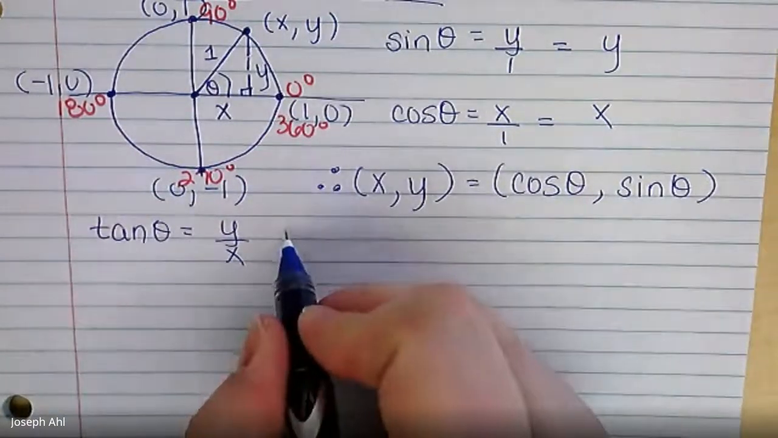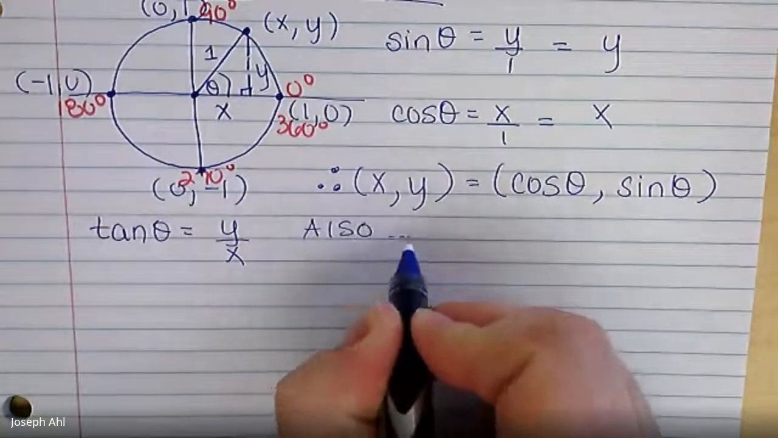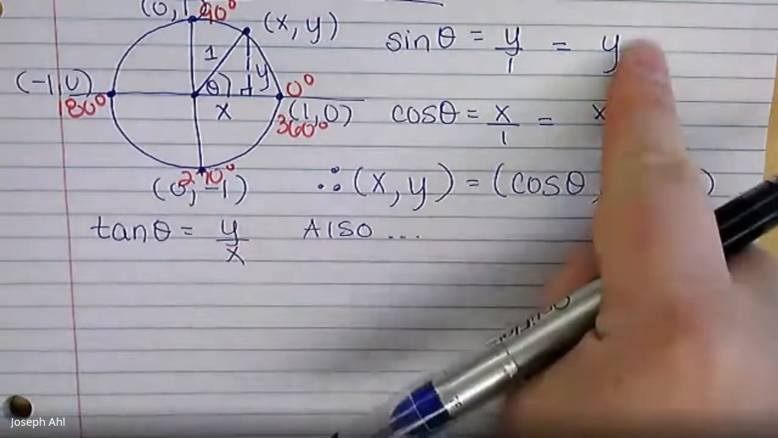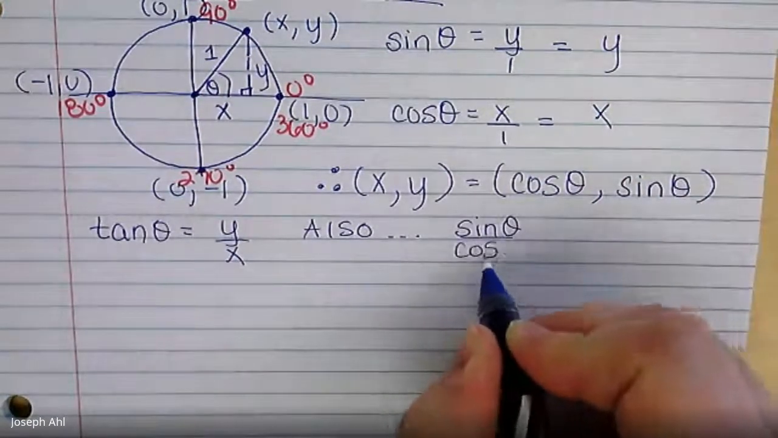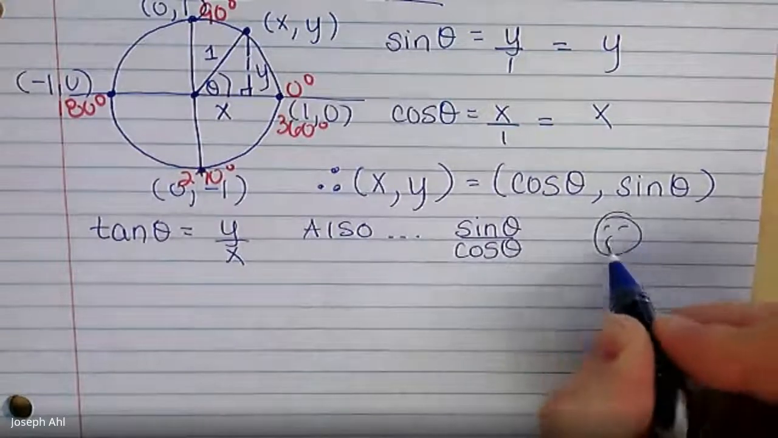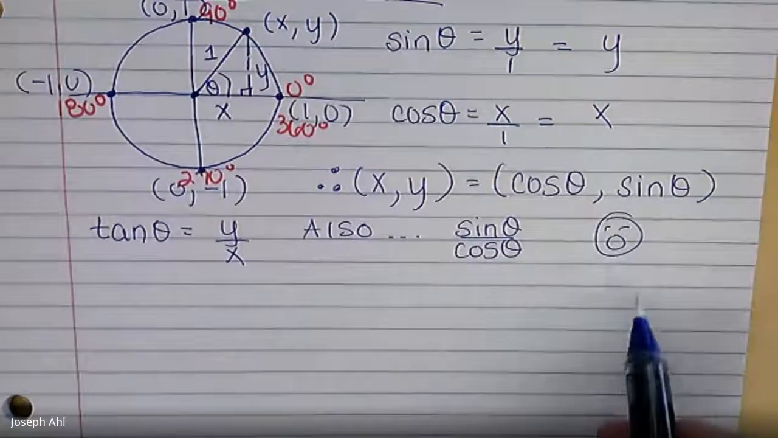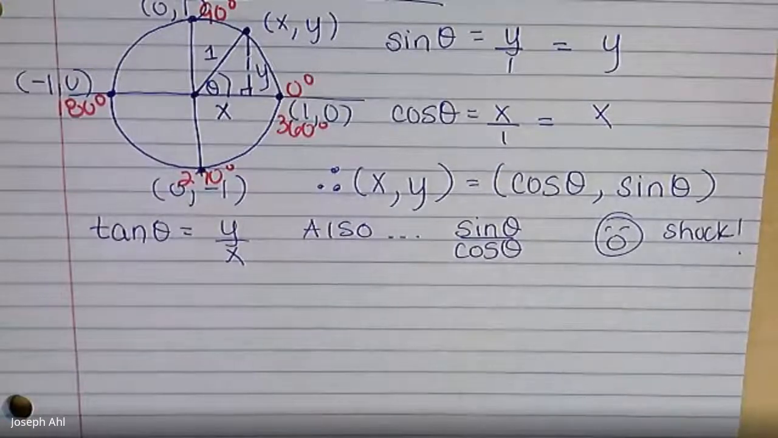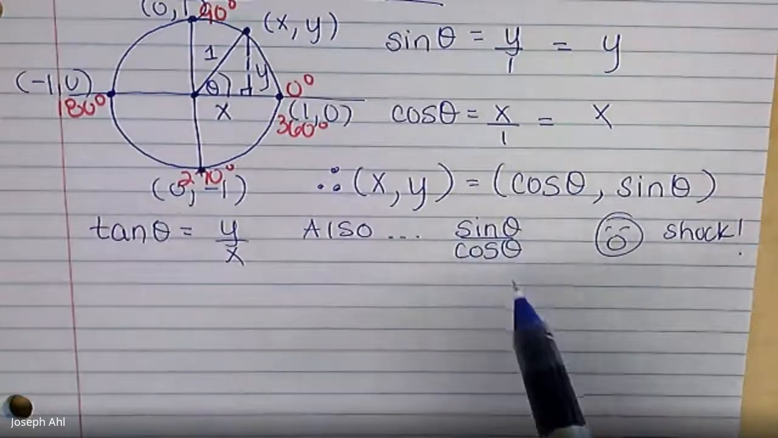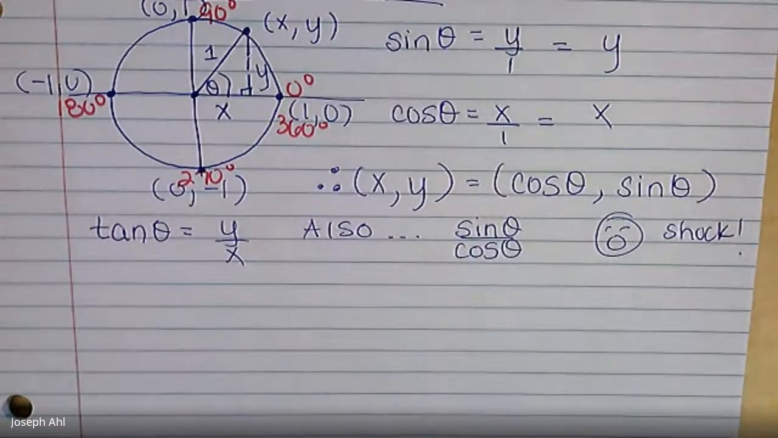Also, by the way, if tan is y over x, isn't that the same thing as sine theta over cosine theta? Whoa, we're shocked by that. That's my shocked face. That's a pretty big idea that we just developed. Tangent is sine over cosine. It's that ratio each and every single time. We're going to see that come up a lot.